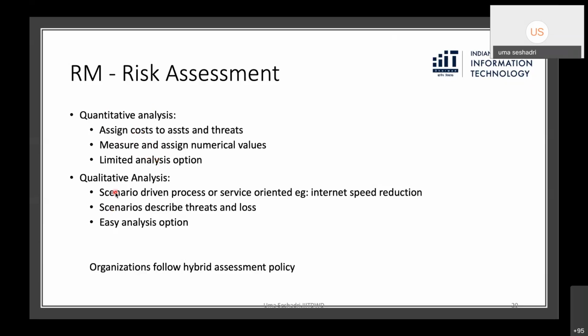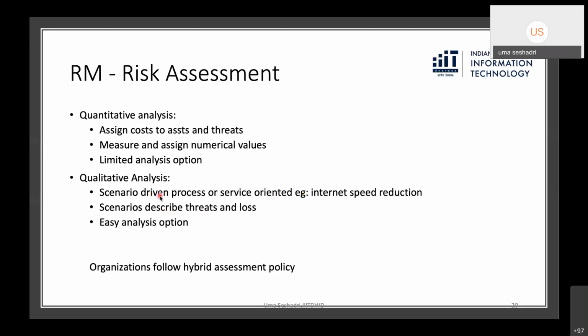Whereas qualitative is where you do not go into the cost factor, but you are doing it subjectively. You are going by evidence or by scenarios, event-based or process-based, and then you try to identify how weaknesses in those processes are impacting the risk exposures. From those scenarios, you can always define how much threat it is causing, how much data loss is happening, how much security you are compromising. So the analysis can always happen qualitatively.